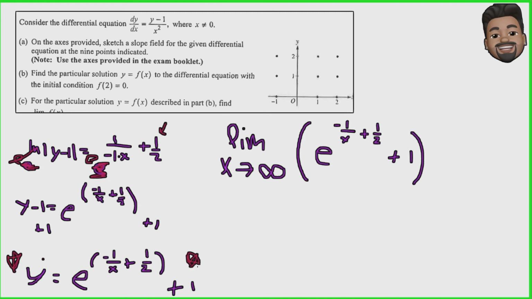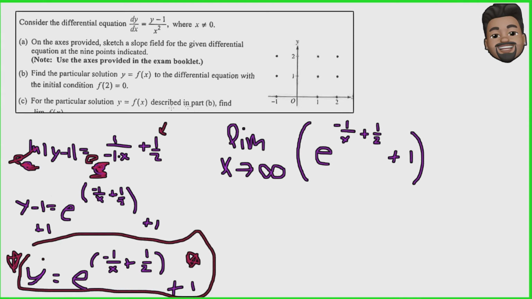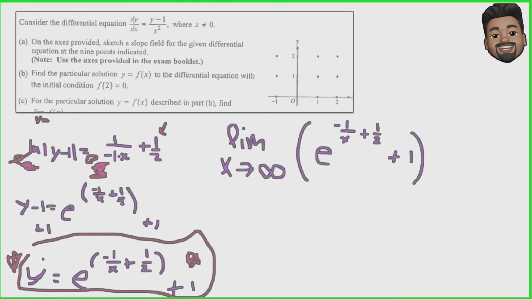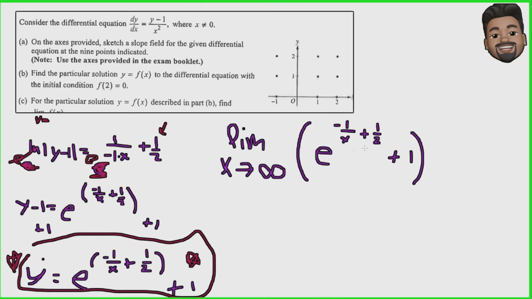So what do we do now? Well, what we're going to have to do is part C. It says find the particular solution y equals f of x described in part B. We did that. We found the original equation right here. And then it says to find the limit as x approaches infinity. If I was to show you the original problem, as x approaches infinity right here, we're going to do the limit as x approaches infinity of this function. Well, how do we do that? Like normal, this is a limit problem. We're going to take infinity and plug it in. So we're going to get e to the negative 1 over infinity plus 1/2, like this, plus 1.